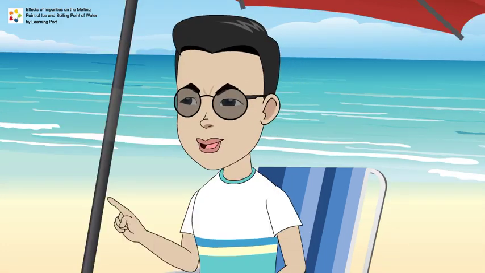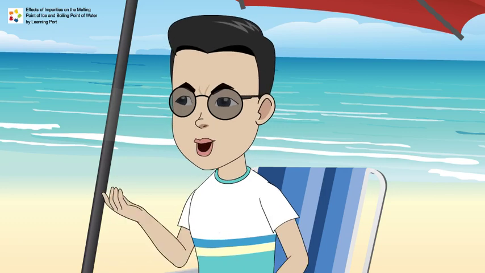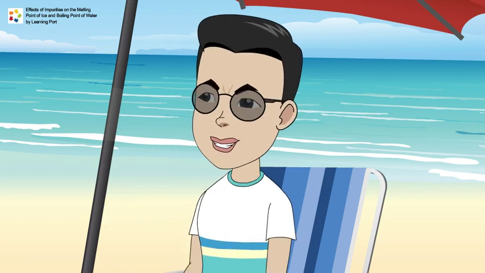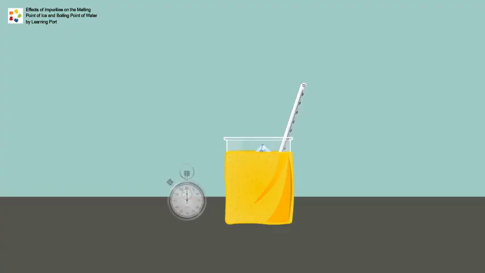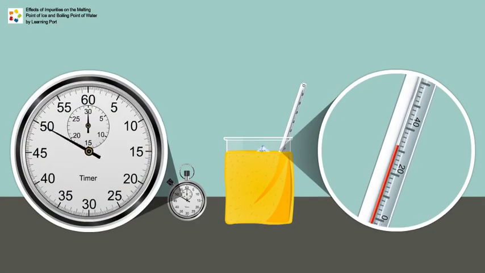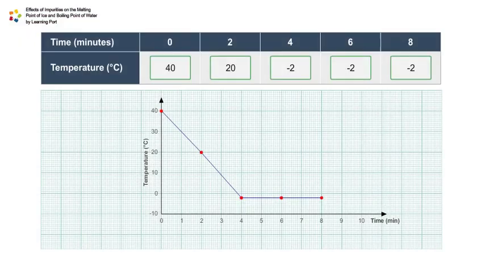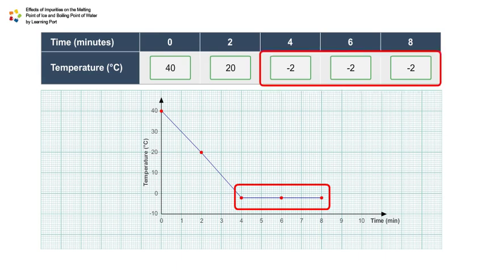"Can we test the melting point of ice and the boiling point of seawater?" Michael asks. "Well, in the lab, the melting point of ice can be tested by measuring the temperature of melting ice cubes. The temperature that remains constant between 4 and 8 minutes is the melting point of ice. You will find that the melting point of ice with impurities is lower than 0 degrees Celsius.